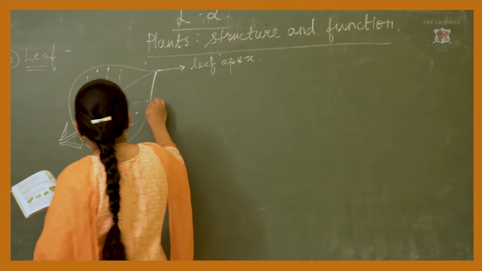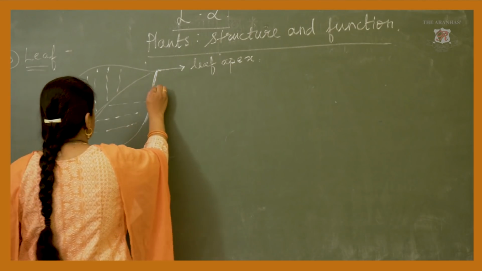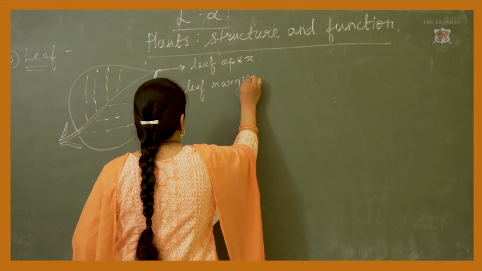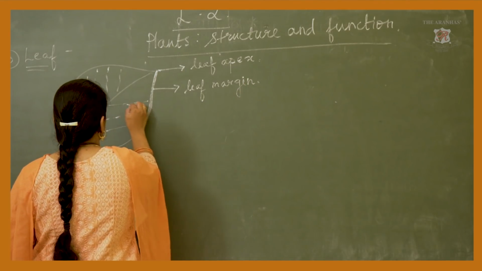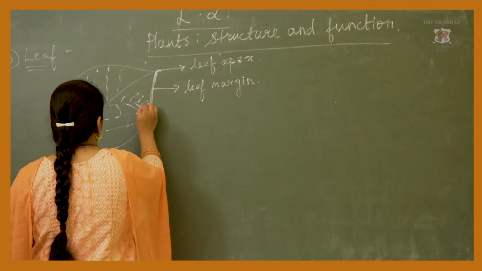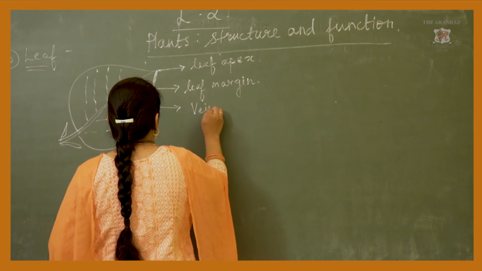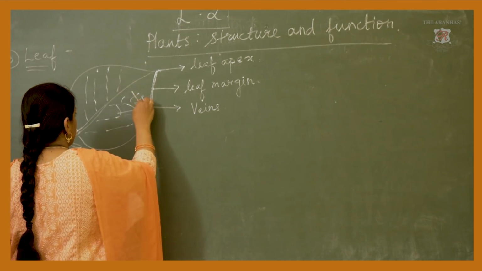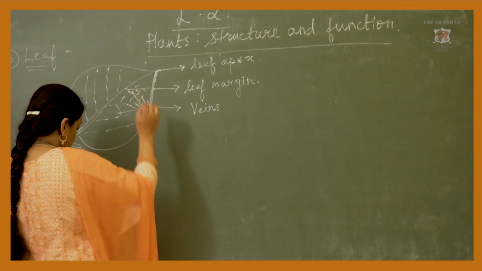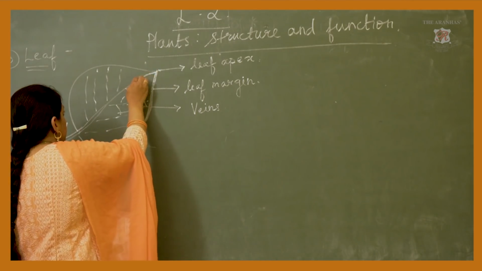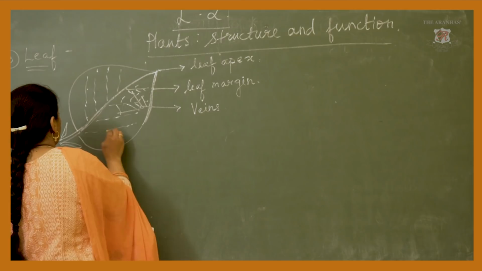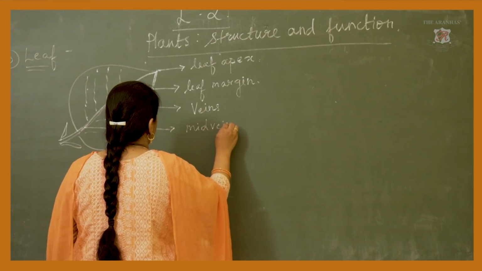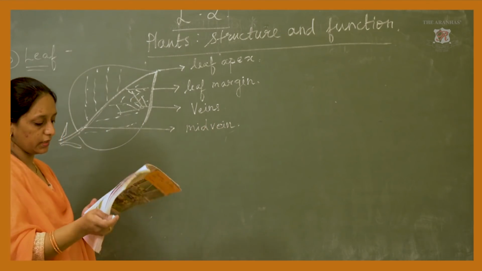Then this border of the leaf is called as leaf margin. Then these are the veins in a leaf. There are many veins in the leaf, you can see. This is a vein, this is a vein, this is again a vein. There are many veins in a leaf. Then this is the main vein from where these veins are growing. So this is called as the mid vein. It is in the middle part. That is called as the mid vein in a leaf.